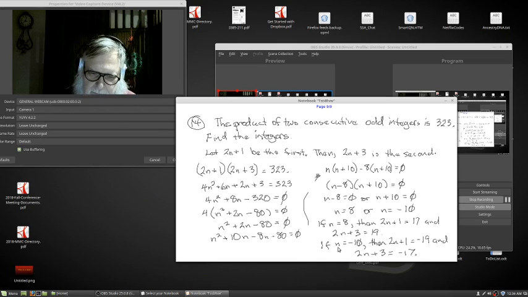And sure enough, if we let n equal negative 10, then 2n plus 1 is negative 19, and 2n plus 3 is equal to negative 17. So these are the opposites of the first pair that we found. And for this type of problem, you don't throw anything out. You have two possible pairs of consecutive odd integers that give you that product.